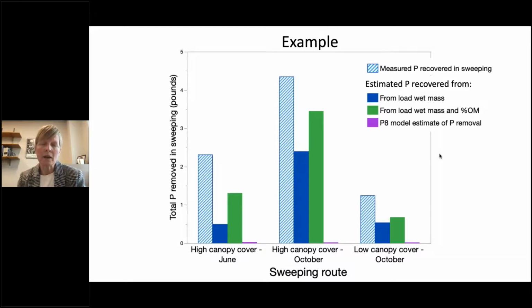And so you can see that all of the estimates are lower than the measured P recovery. And again, that's because the calculator was designed to be conservative in estimating P removal through sweeping. And you'll also notice that the P8 model does not do a great job of reproducing how much phosphorus is recovered in sweeping.